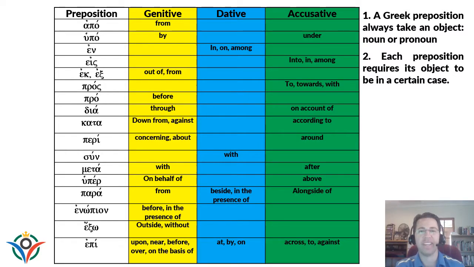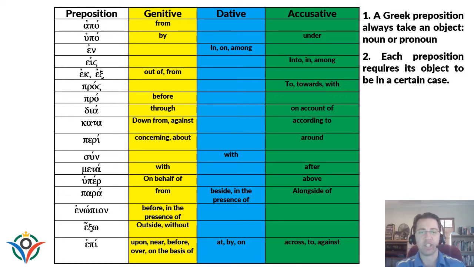I thought it would be helpful to also do a revision of the prepositions that we've learned in this basic biblical Greek course. So here's a table that summarizes all of the prepositions that we've learned so far. So before we go through each one of them, on the right hand side I've just made two notes. The first one is a Greek preposition always takes an object, either a noun or a pronoun. And then number two, each preposition requires its object to be in a certain case.